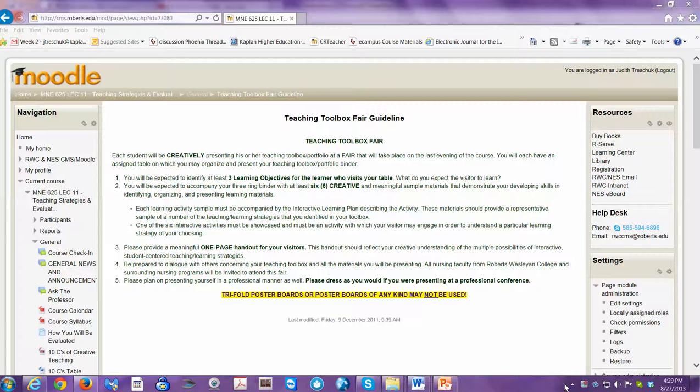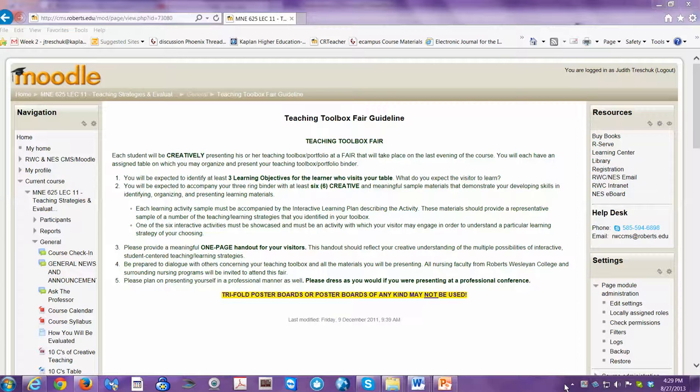You will each have an individual assigned table where you can organize and present your teaching toolbox, binder, and other items that you're going to have on that table. Make sure you identify 3 learner objectives for the learner who visits your table. What do you expect the people who come to your table to learn? Don't make it too high level. Remember, they're just visiting. You don't have them in a classroom. So what could they get out of coming to your table? Identify 3 clear learner objectives. Please put them at your table.